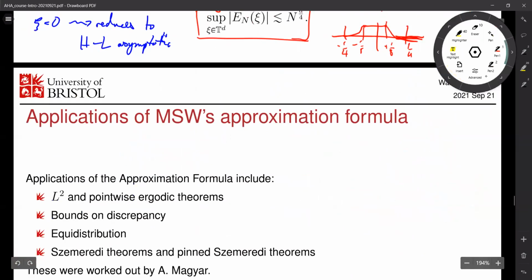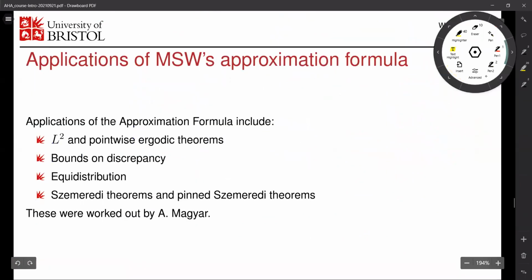Wonderful. Okay. So this approximation formula has lots of applications. For one, it's going to be used to bound our maximal function, our discrete spherical maximal function. And that discrete spherical maximal function can be used to prove L2 and pointwise ergodic theorems. And then there are also bounds for discrepancy.